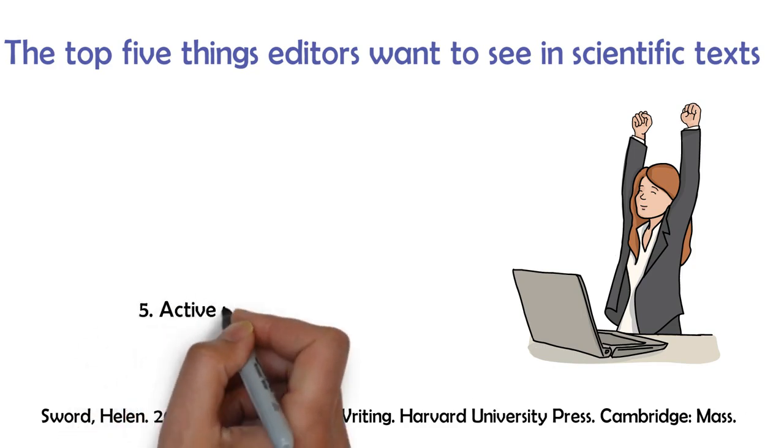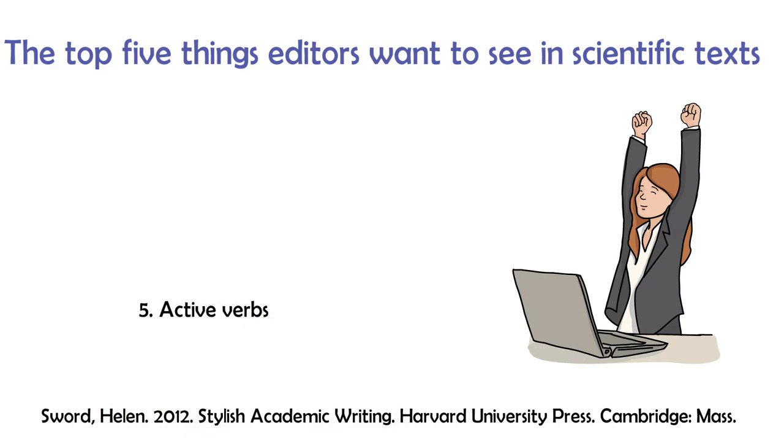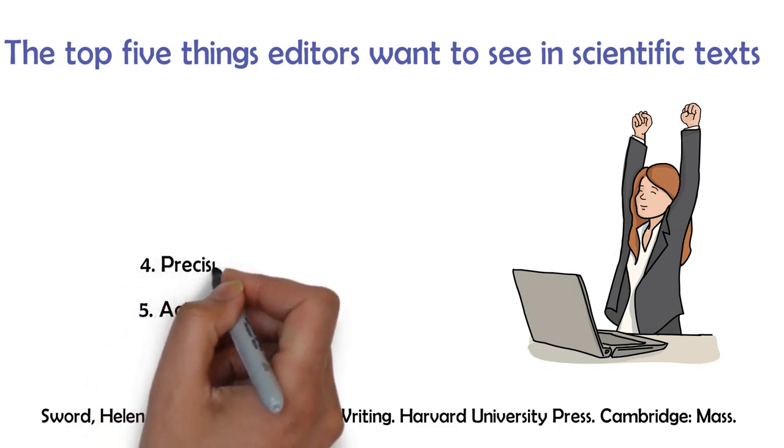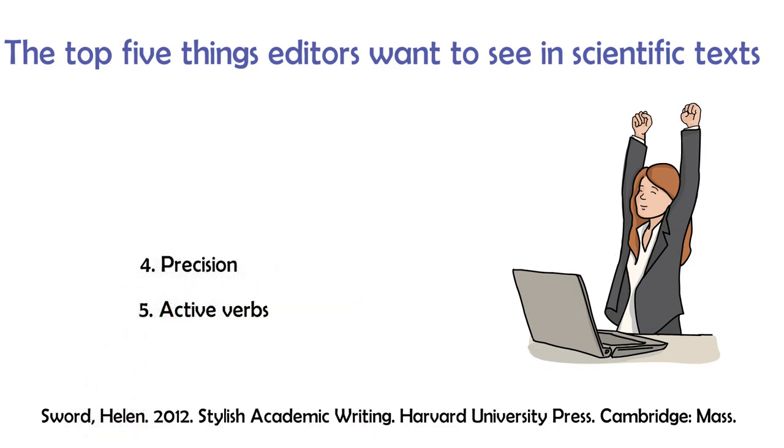In at number 5 we have active verbs, and we're going to discuss these later in the video. At number 4 we have precision, so essentially using precise phrasing so that your readers don't misunderstand anything.